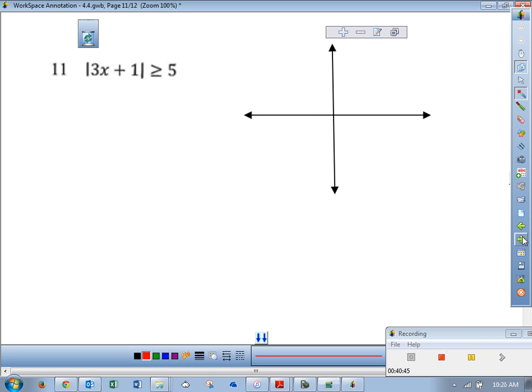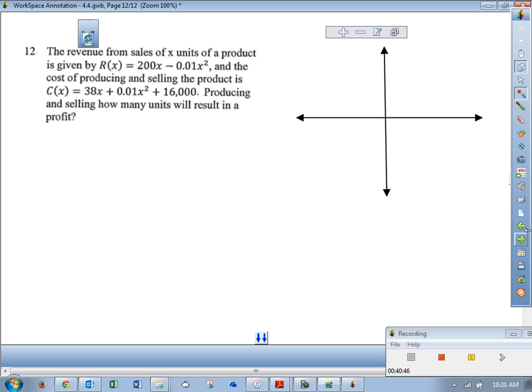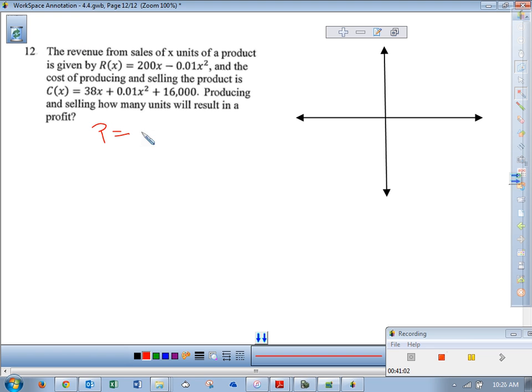Same idea again. Let's go to 12. The revenue of this, boy, I bet you're getting used to these cost, revenue, and profit situations. See if you can write me a profit equation. Read that and write a profit equation. Profit equals what again? Revenue minus cost. Profit equals revenue minus cost.